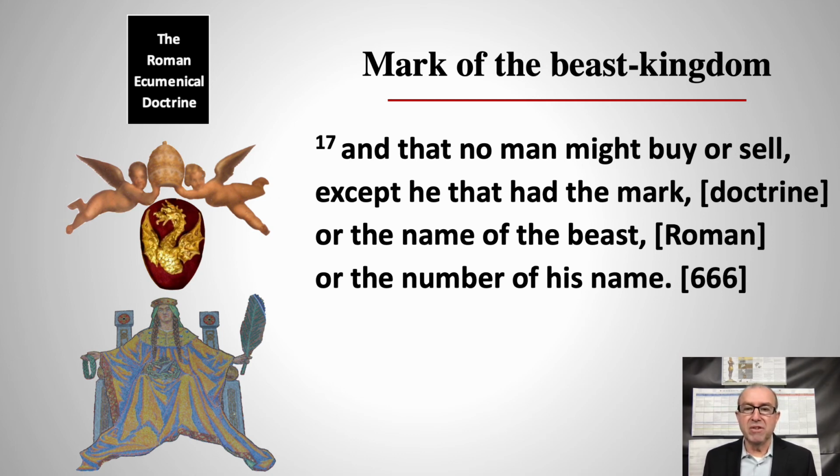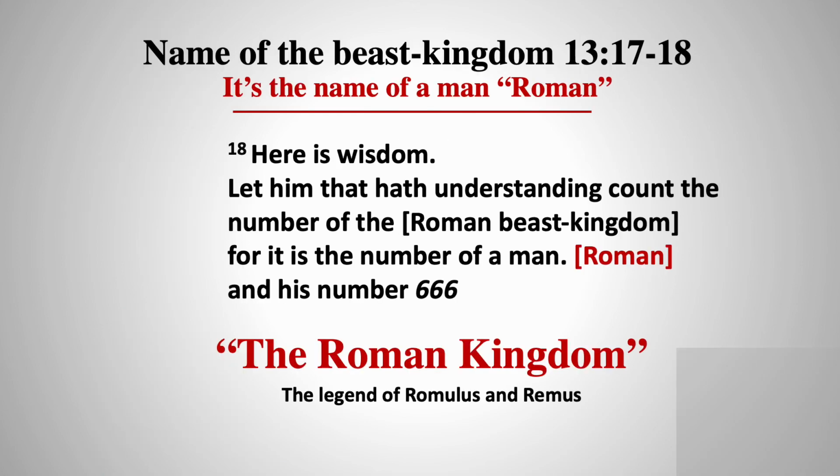Also, I'd like to clarify that the book of Revelation is not telling us to search for the Antichrist, but to know who the revived beast kingdom is, so you will not fall when they build the third temple. Next, and the fifth tip, is to identify the beast kingdom that represents the name of a man, Roman.